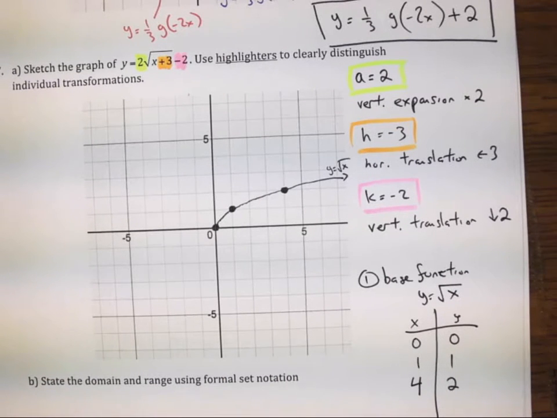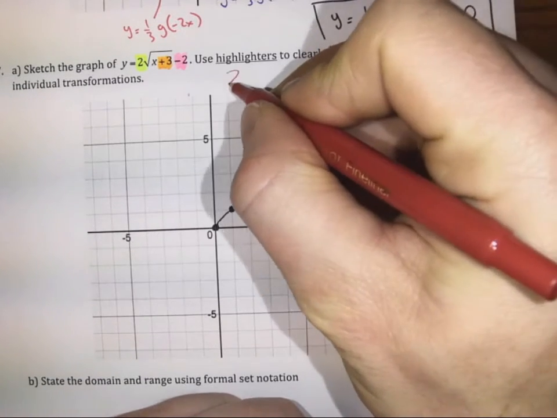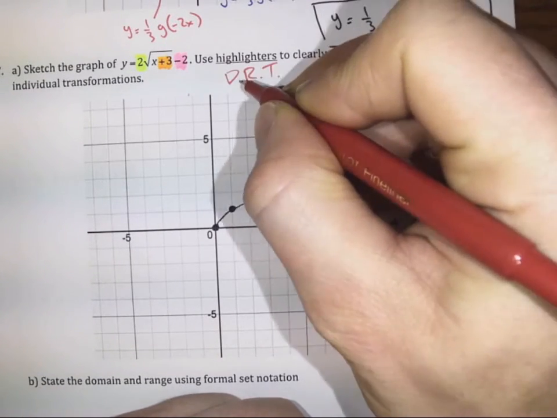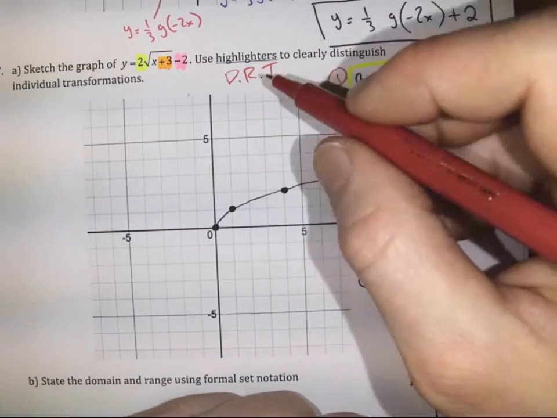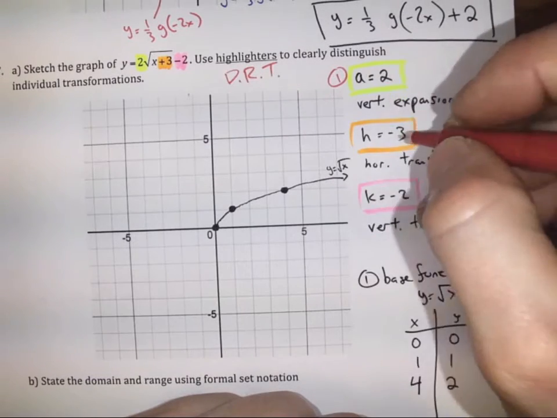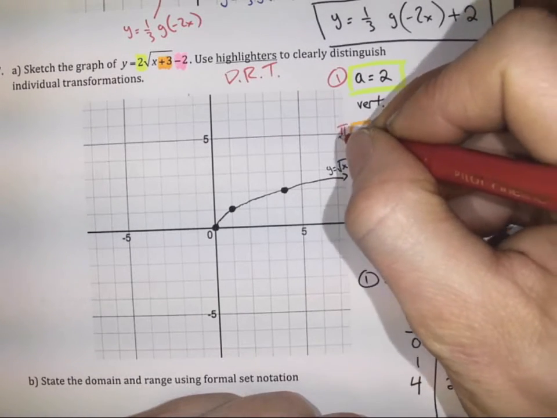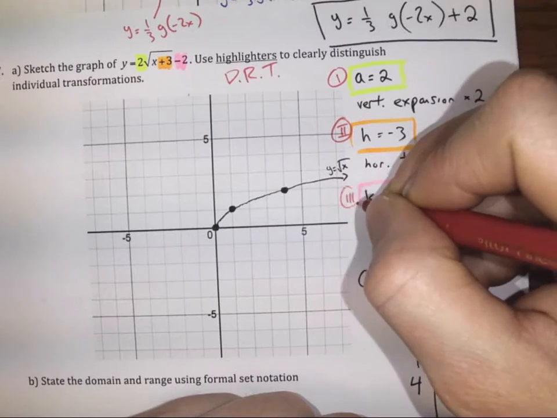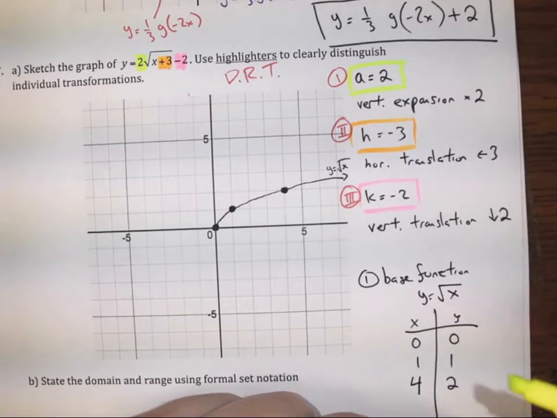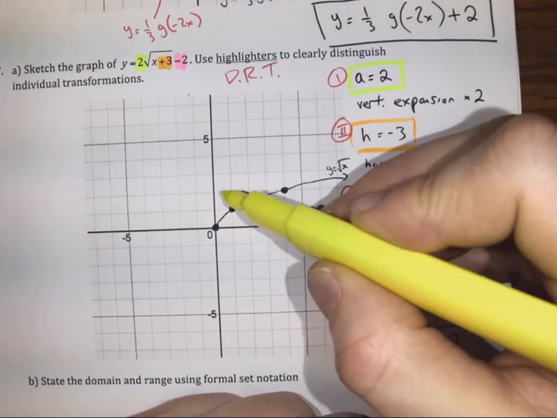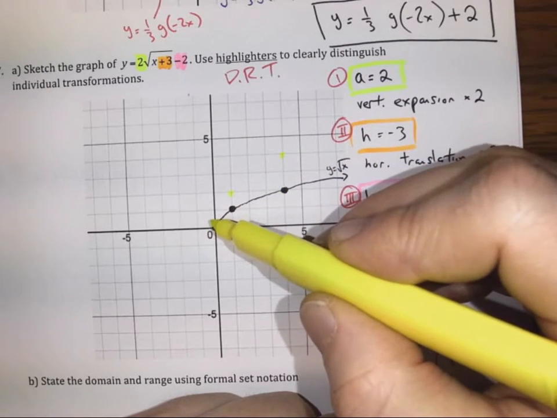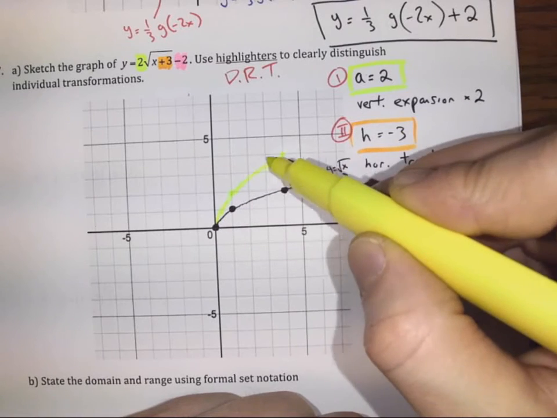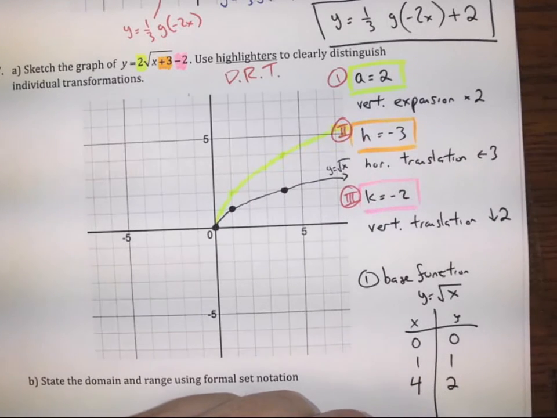Okay, now for the first, I'm going to use my yellow. Oh yeah, by the way, just so we're clear, we're going to use this DRT memory device. Don't reuse toilet paper, which means we're going to do our dilation first. We don't have any reflections in this case, but we do have these 2 translations. So I'm going to arbitrarily choose that one to do second and this one to do third. All right, so we're going to multiply all the y values by 2, and so we get a value here, here, and 0. It doesn't really change. So our first step is going to look something like that.